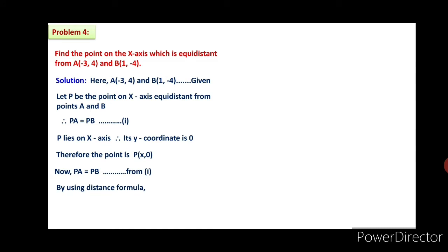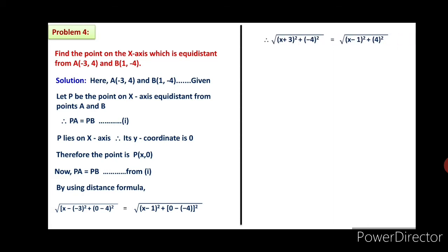So you can write by using the distance formula, PA is equal to the square root of (x minus 3) squared plus (0 minus 4) squared, which will be equal to, again applying the distance formula for points B and P, the square root of (x minus 1) squared plus (0 minus of minus 4) squared. Again we will simplify this one.